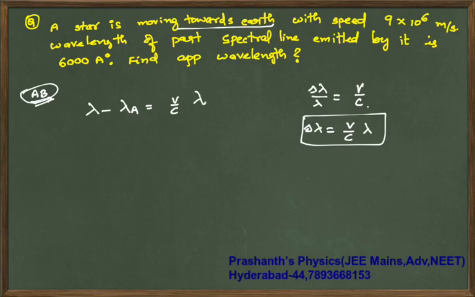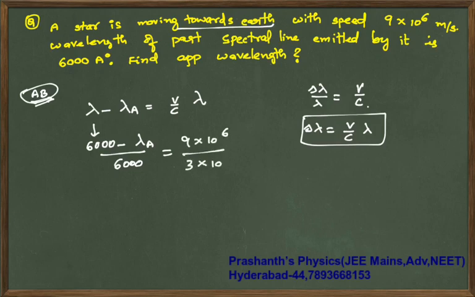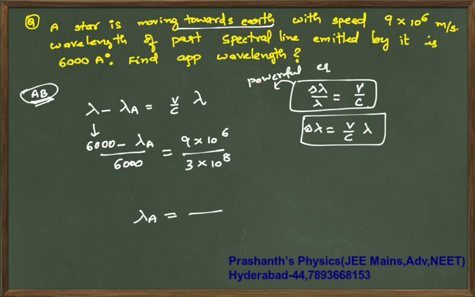Okay, so it is given the spectral line emitted by it is 6000 Angstrom. So 6000 minus lambda apparent, by lambda, that is once again 6000 only, is equal to v by c. What is v? 9 into 10 power 6. What is c? 3 into 10 power 8. From here calculate lambda apparent. So that way I told you, very important formula, and this is a very powerful equation. Okay, hope you have tried this question.